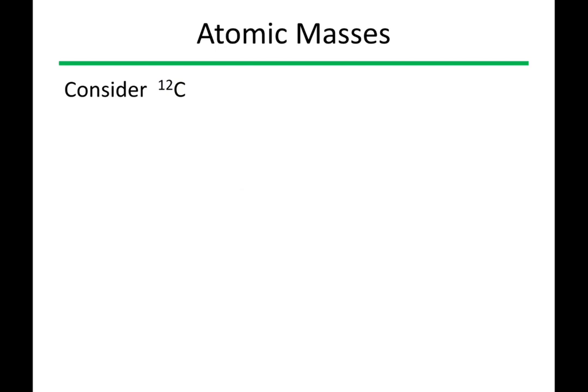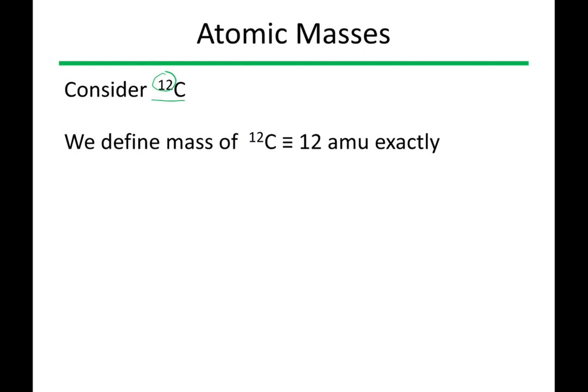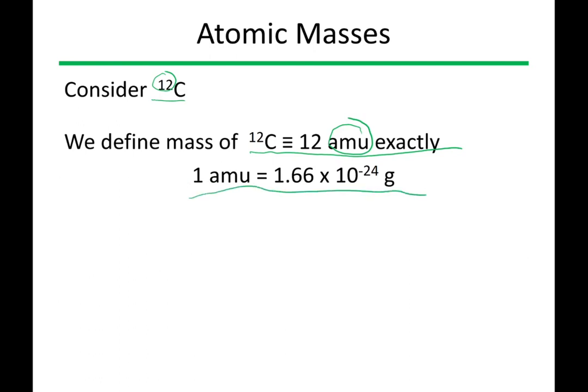For an atomic mass, let's consider this species. Here we have carbon, and this is specifically a carbon with a mass number of 12. That would be 6 protons and 6 neutrons. We actually defined the mass of carbon-12 as exactly 12 AMUs. AMU is a unit of mass, and 1 AMU is equal to 1.66 times 10 to the negative 24th grams.